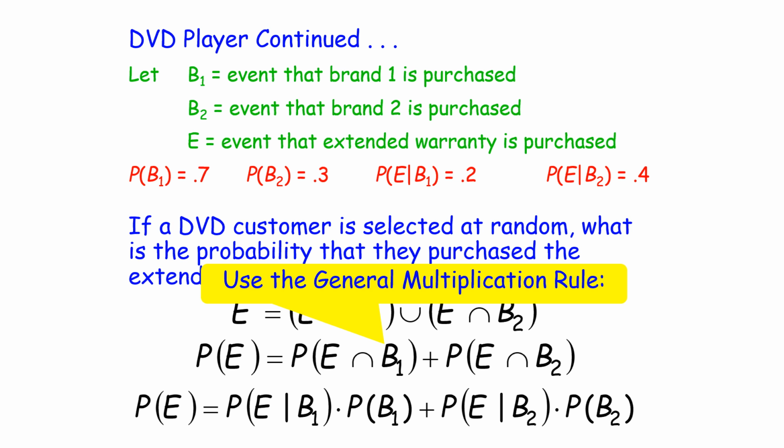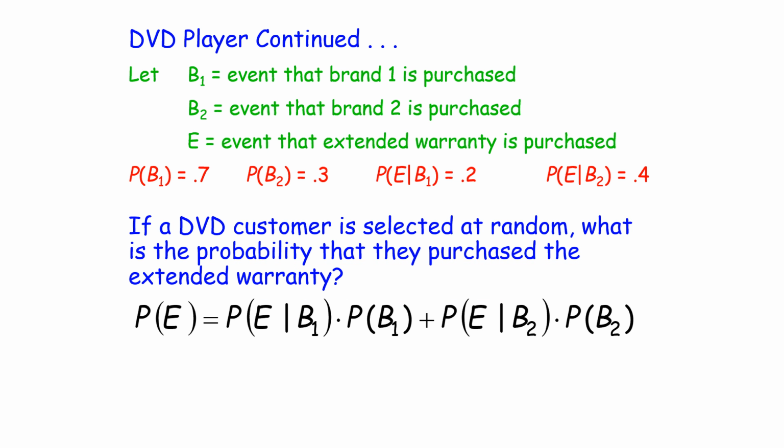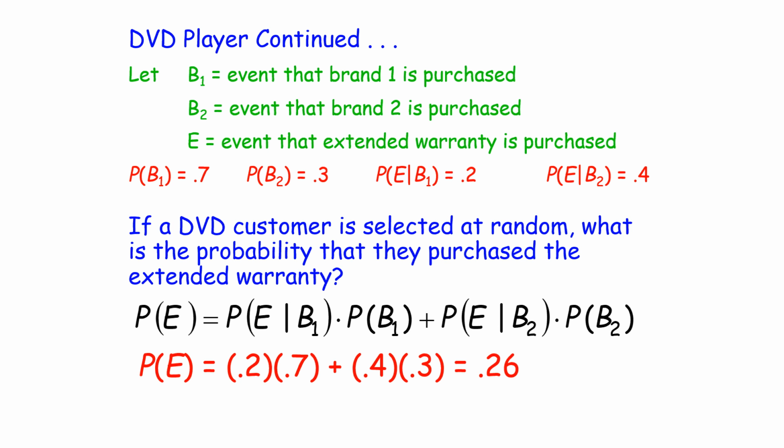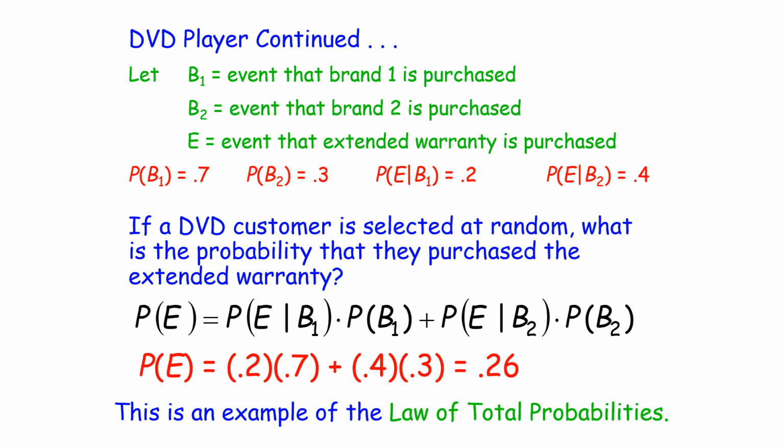Let's go ahead and plug in our numbers here. For the probability of E, we're going to get 0.2 times 0.7, and we're going to add that to 0.4 times 0.3, which is going to give us 0.26, or a 26% chance. This is an example of the law of total probabilities.